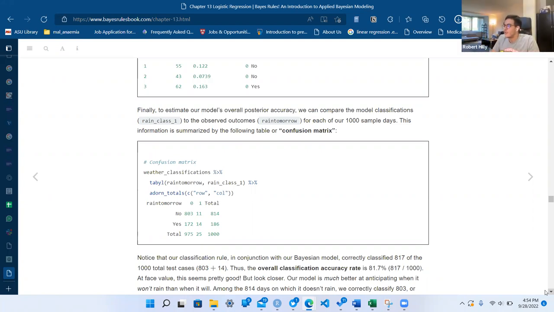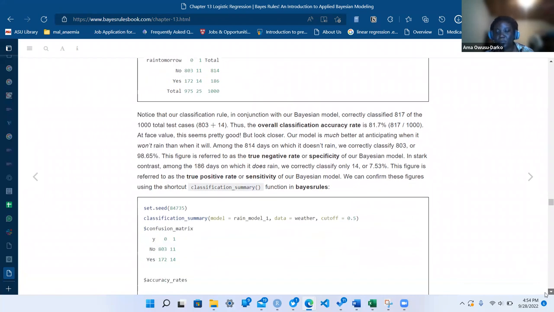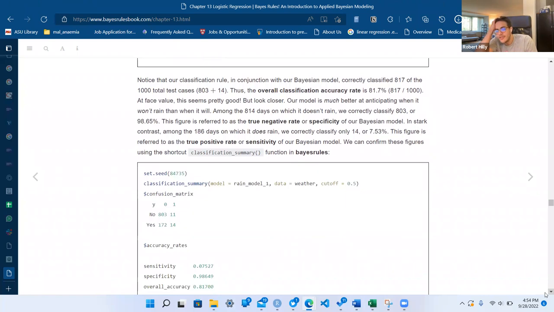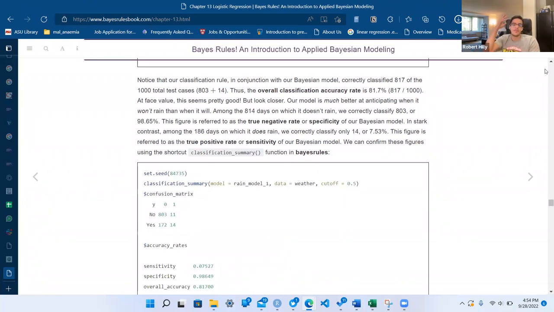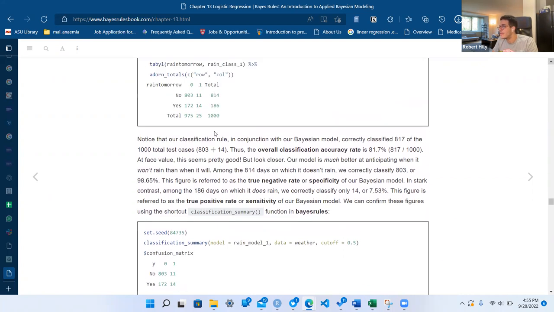Yeah, so our model is not great. Or rather, it's not good for the days where it does rain. How do we know it's not good? We calculated the sensitivity and specificity. That's how we know. Our overall classification rate is good, around 80 something. And we do a really good job at classifying days where it doesn't rain. But on days where it does rain, we only classified 14 of them out of like 100 something. So that's not good.